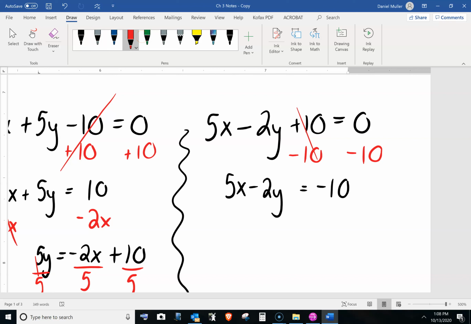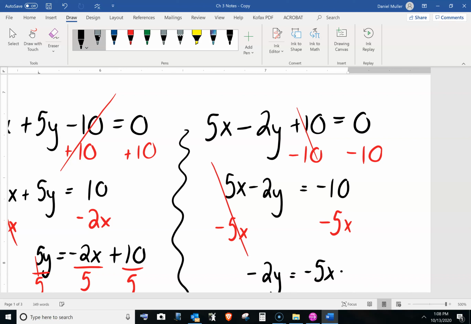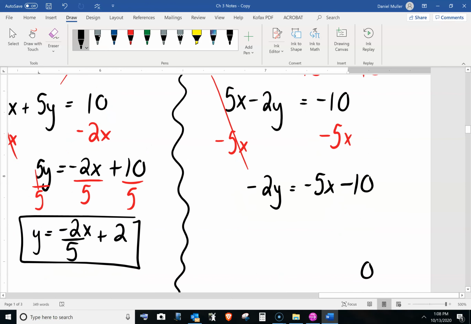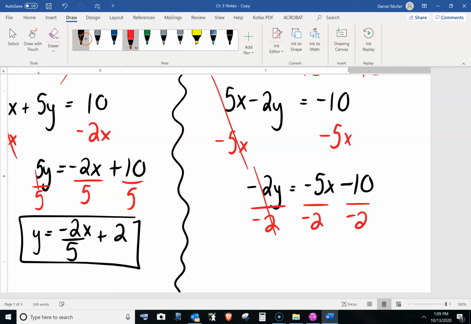And then I'll move over the x. So those are gone. So I have a negative 2y equals, I'll write the x first, so a negative 5x and then a minus 10. And lastly, I will divide by negative 2. So y equals, negative over negative is a positive, so I've got 5 over 2x. Negative 10 divided by negative 2 is also a positive 5.